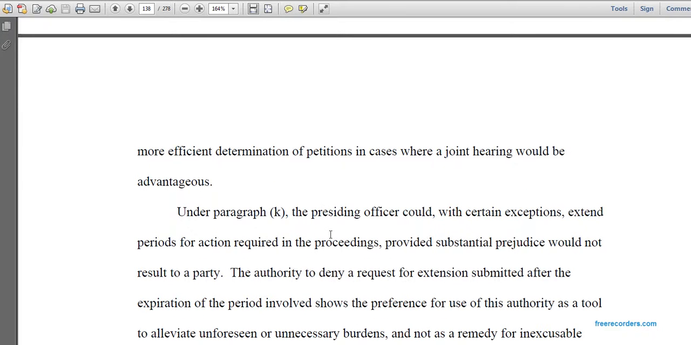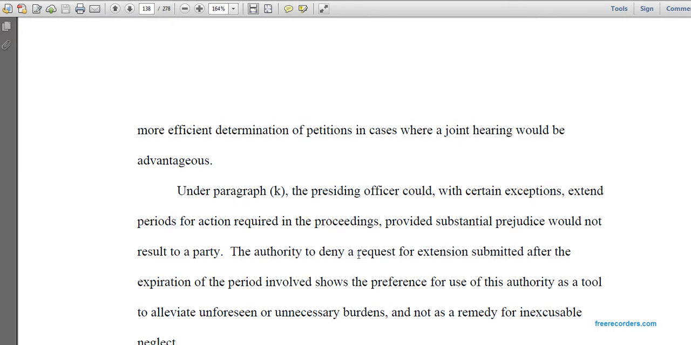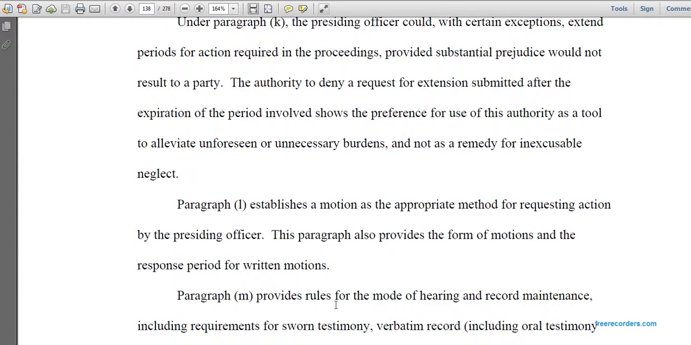Under paragraph K, the presiding officer, with certain exceptions, may extend the period of action required for the proceeding, provided that substantial prejudice would not result to a party. The authority to deny a request for extension submitted after the expiration is provided with the involved performance, as the use of the authority as a tool to alleviate unforeseen, unnecessary burden and not as a remedy for inexcusable neglect. Paragraph L establishes motions as the appropriate method of requesting action of the presiding officer. This paragraph also provides the motion response period for written motions.